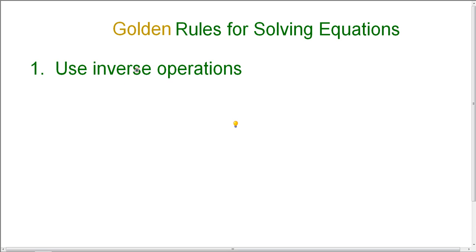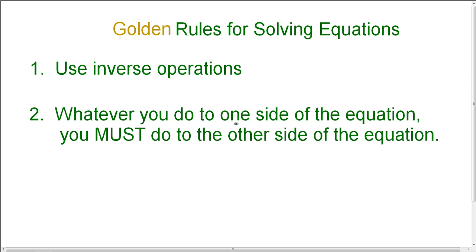The first rule is that you will use inverse operations, and that means that you'll use opposite operations, the opposite operation of what's given to you in the equation. The second rule is whatever you do to one side of the equation, you must do to the other side, and that is so that you can keep the equation balanced.